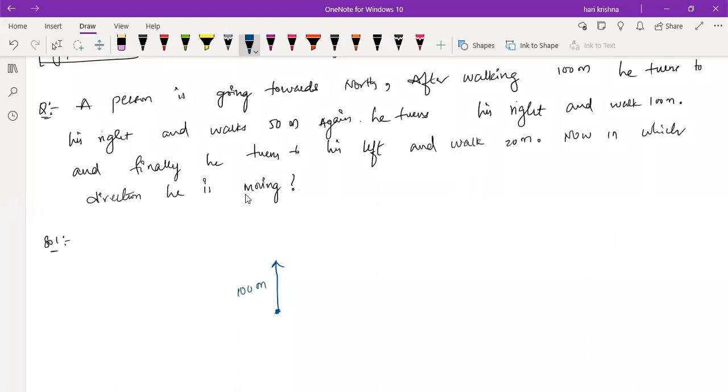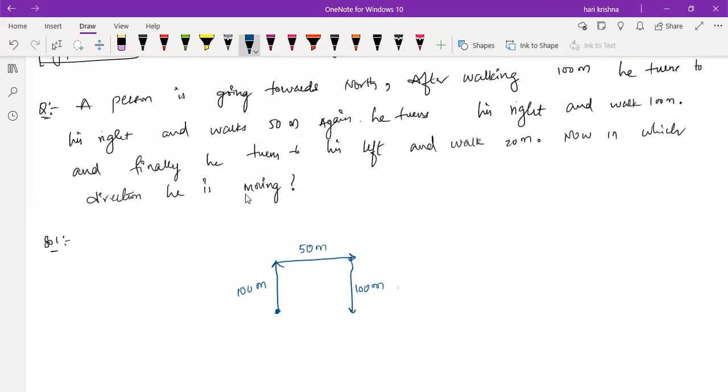Then he turns to his right. So north to right means clockwise. Again, he went 50 meters. And again, he turns to his right. Right means again clockwise direction. That means from here again clockwise, if you take, it will come here. Again, he walks, turns right, 100 meters. So again, he walks and comes to this point. That is 100 meters.